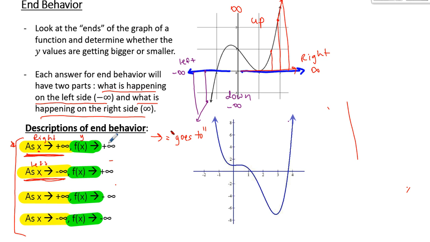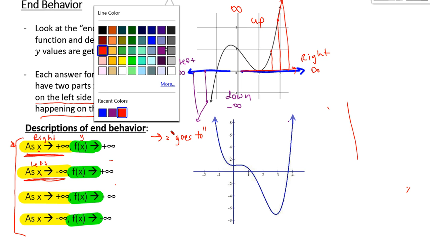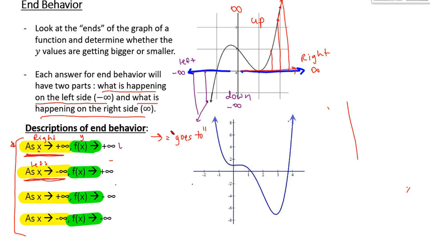So this first one right here, reading the whole first thing: as x goes to positive infinity, f of x goes to positive infinity. When you're talking about f of x and the direction it goes, the y direction, going up is the same thing as saying up. So this first statement says, if you go on the right side of the x-axis and look for the graph, the y's are going up. So as x goes to the right, y goes up. That's the basic translation for non-mathematical speak, right?